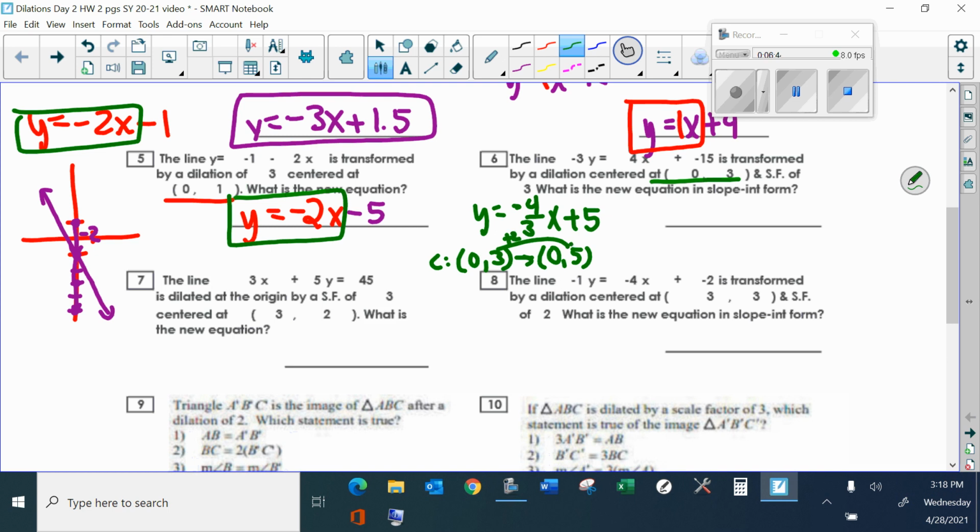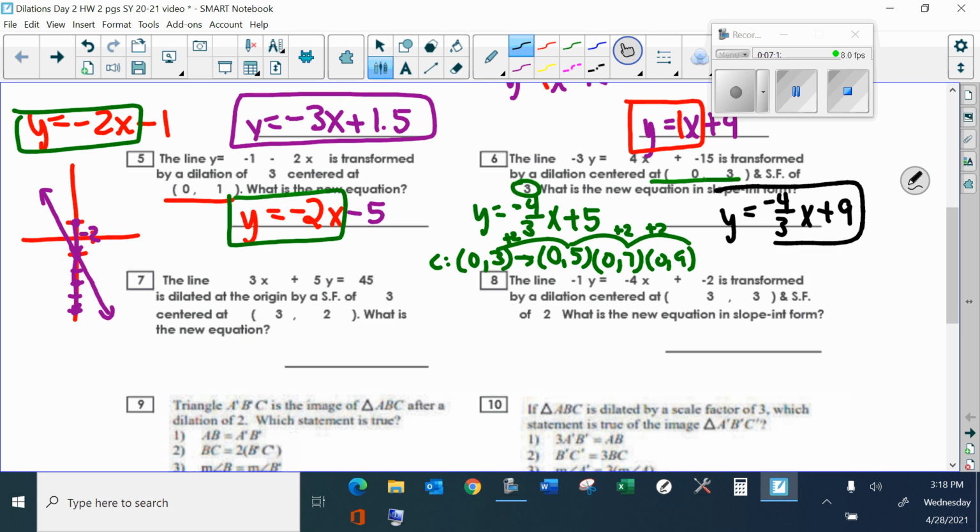That's a scale factor of 1. So every time I go plus 2 again, that's another scale factor. So it's going to now put it at 0, 7 for the next one. But that's only a scale factor of 2. I want 3, so I have to go 2 more, which now puts it at 0, 9. So the y-intercept is 9. So my equation is y equals negative 4/3 x plus 9.